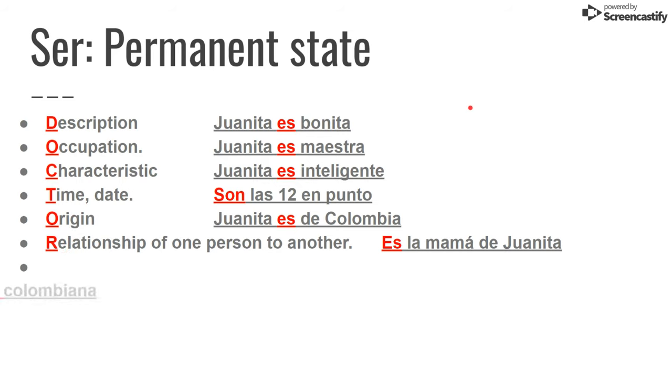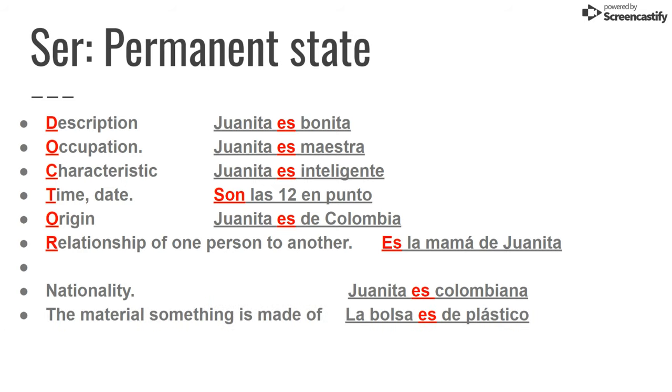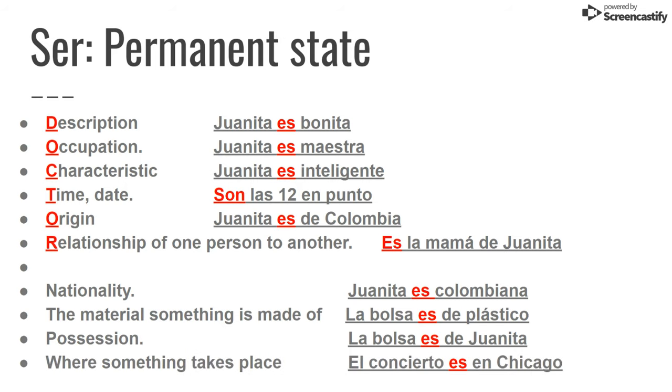We can also use it for nationality. Juanita is Colombian. The material something is made of. La bolsa es de plástico. The bag is a plastic bag. Possession is Juanita's bag. Also, and this is something that causes some confusion sometimes, where something takes place. El concierto es en Chicago. When there is something that is going to happen, an event, it is always going to be ser.